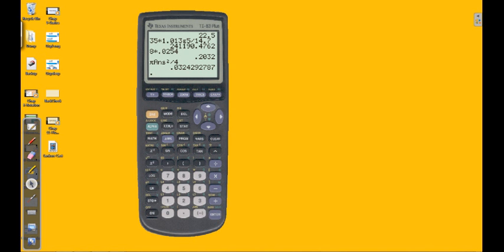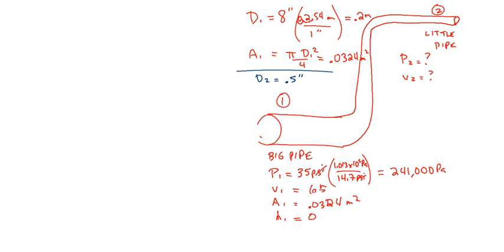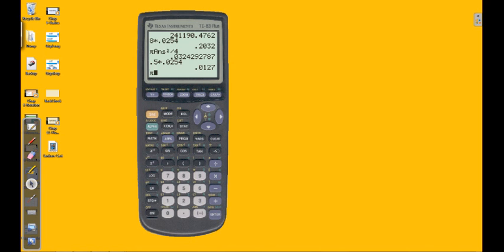If I go 0.5 times 0.02, where was that number? Oh, 54, right. 0.0127 would be the diameter up there. 0.0127 meters. I could calculate my area up there. Again, pi diameter 2 squared divided by 4 and get that number. So that would be pi times the second answer squared divided by 4 is 1.3 times 10 to the negative 4. A little bitty cross-sectional area.